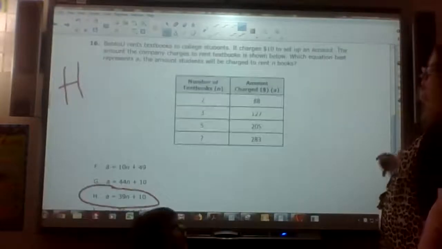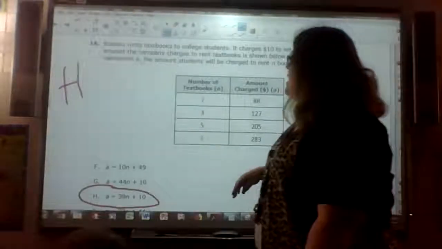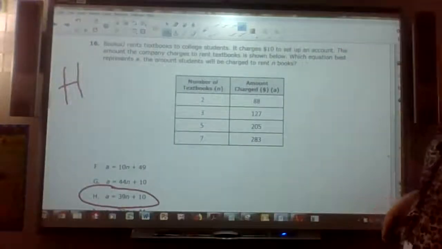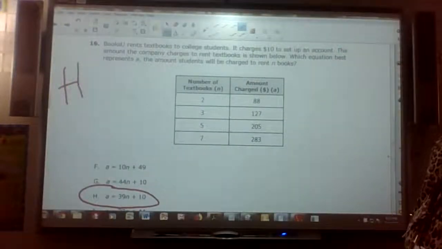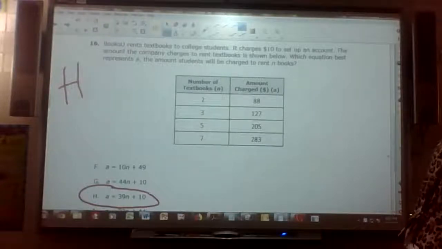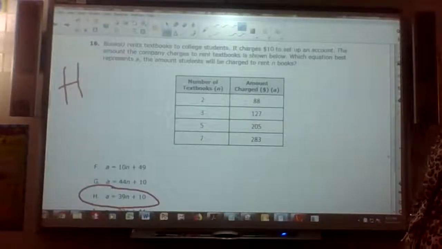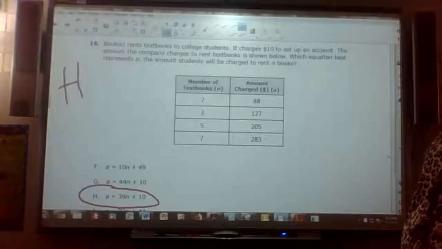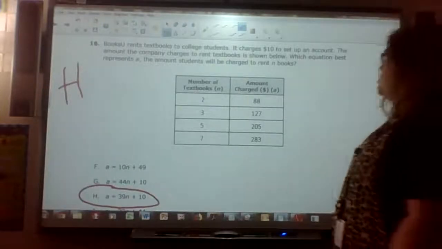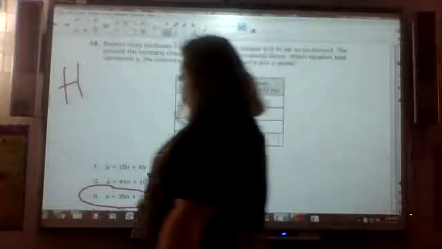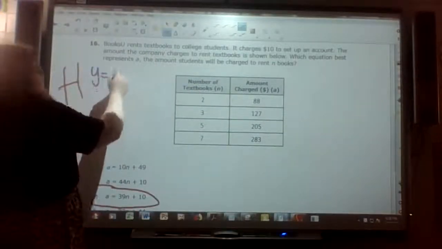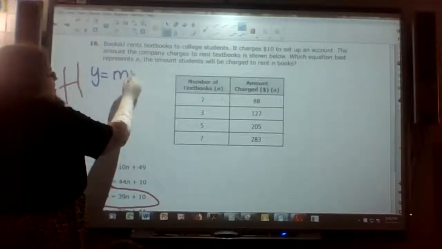It failed. So number 16. We're at number 16 now. Books U rents textbooks to college students. It charges $10 to set up an account. The amount the company charges to rent textbooks is shown below. Which equation represents A, the amount students are charged to rent books? So we're looking for an equation. So we write our star chart equation, y equals mx plus b.